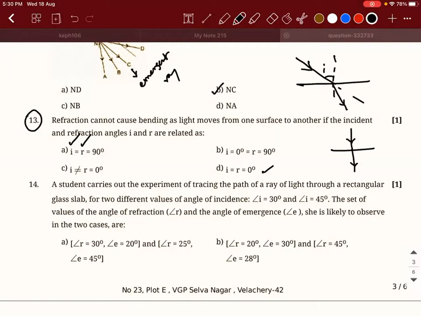See, actually, the question is ambiguous. Actually, refraction cannot cause bending as light moves from one surface to another. See, according to me, the option should be A. If they're trying to use the word bending, the question is slightly ambiguous. If they're trying to say that bending means moving from one medium to another.